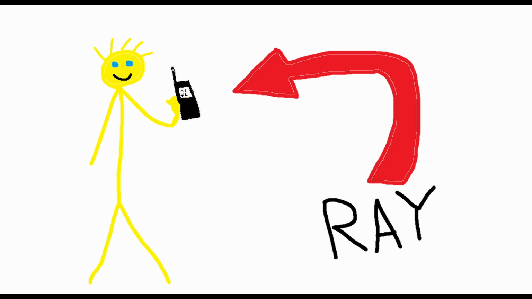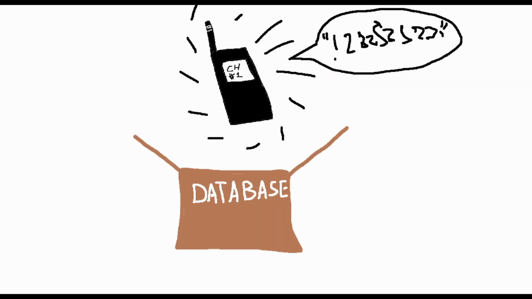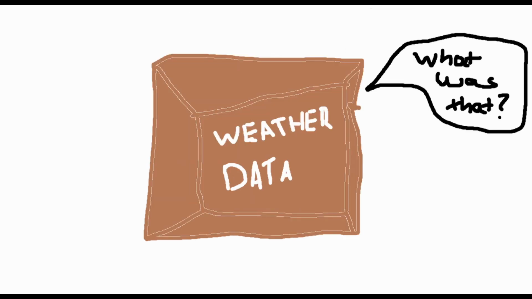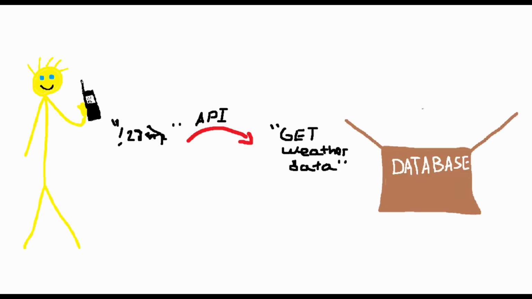Ray wants to know something like the latest weather update, so it sends a message to another app or a big storage box, which we call a database. This big storage box or database has all the information that Ray needs, but it doesn't understand Ray's language. That's where our friend APIs come in. An API is like a super translator.